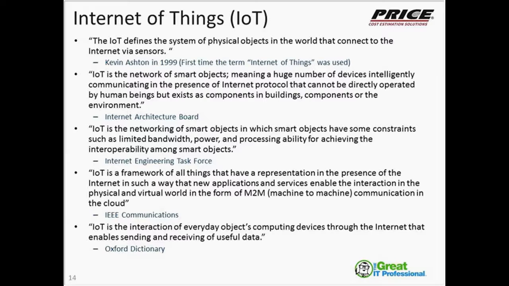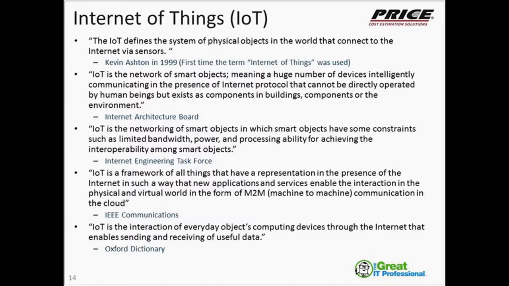So some of the definitions that I've found for the Internet of Things: a system of physical objects in the world that connect to the Internet via sensors. It's a network of smart objects. A huge number of devices are intelligently communicating in the presence of the Internet protocol. It doesn't require human beings to operate, and exists as components in places and on people and in the environment. IoT is the networking of smart objects, in which smart objects have some constraints, limited bandwidth, etc. And the purpose is to achieve interoperability among the smart objects.